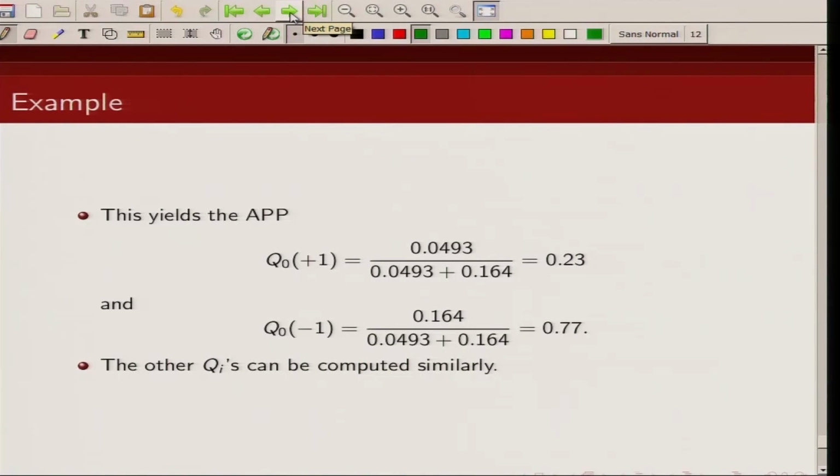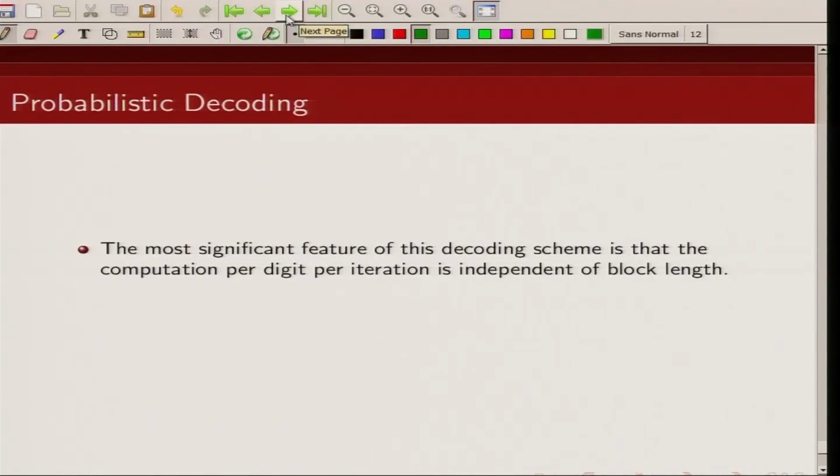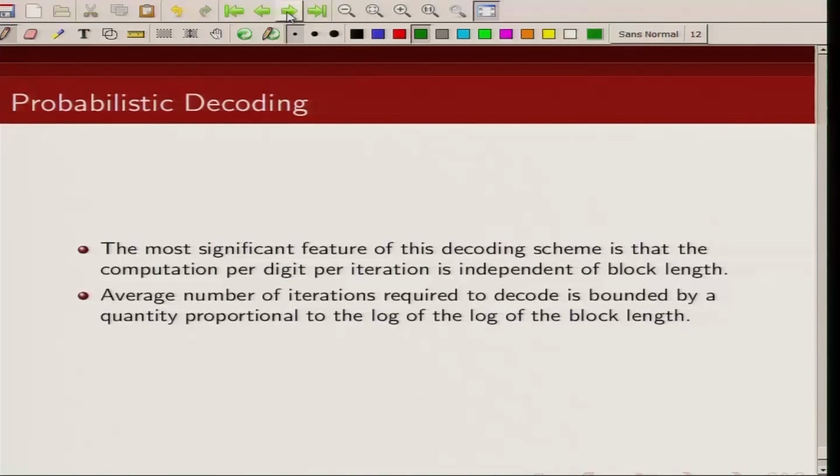Now this we have done for the first bit, you can do the same thing for other bits as well. In fact, the beauty of this algorithm is you can do this whole operation in parallel. So, one of the nicest features of this algorithm is that computation per bit per digit is independent of block size, and the average number of iterations required to decode is typically bounded by log of n. After that you start getting correlated information back.